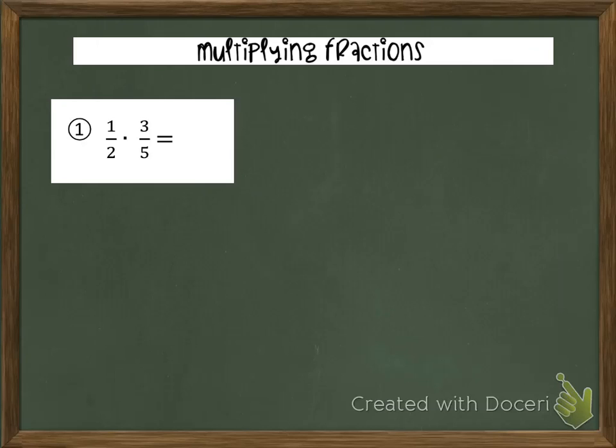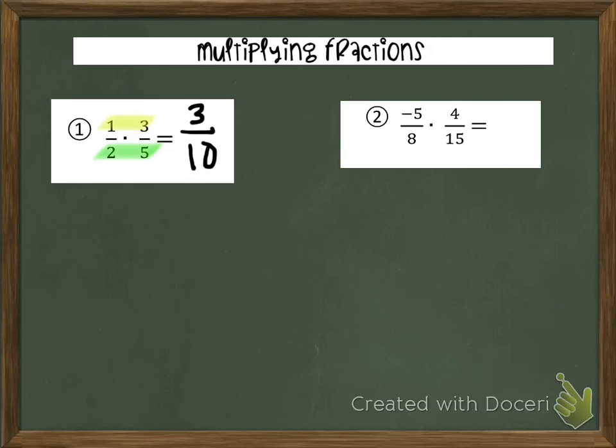Looking at the first example, just multiplying fractions. In this problem number 1, there is nothing that I see that we can cross-simplify, so we are simply just going to multiply straight across the numerators. 1 times 3 is 3, and we're going to do the same thing for the denominators. 2 times 5 is 10, so the answer is 3/10.